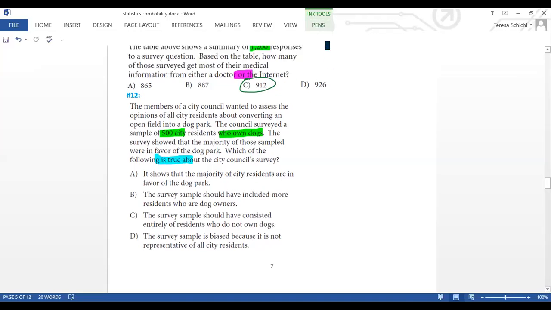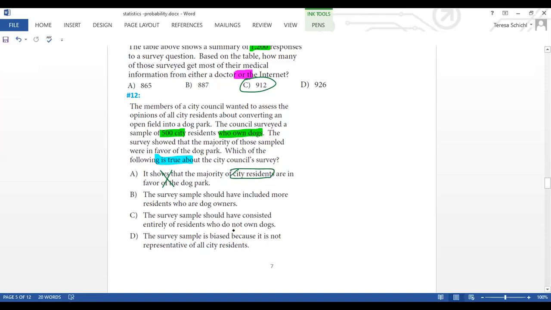What is true? Okay, so now let's use the method of elimination. The first choice shows that the majority of the city residents are in favor of the dog park. Is this true? No, because we did this survey for the people who own dogs. We did not include the people who do not have a dog, or maybe they have a cat. So we cannot make a conclusion about the majority of the city residents, because it's not the whole city.